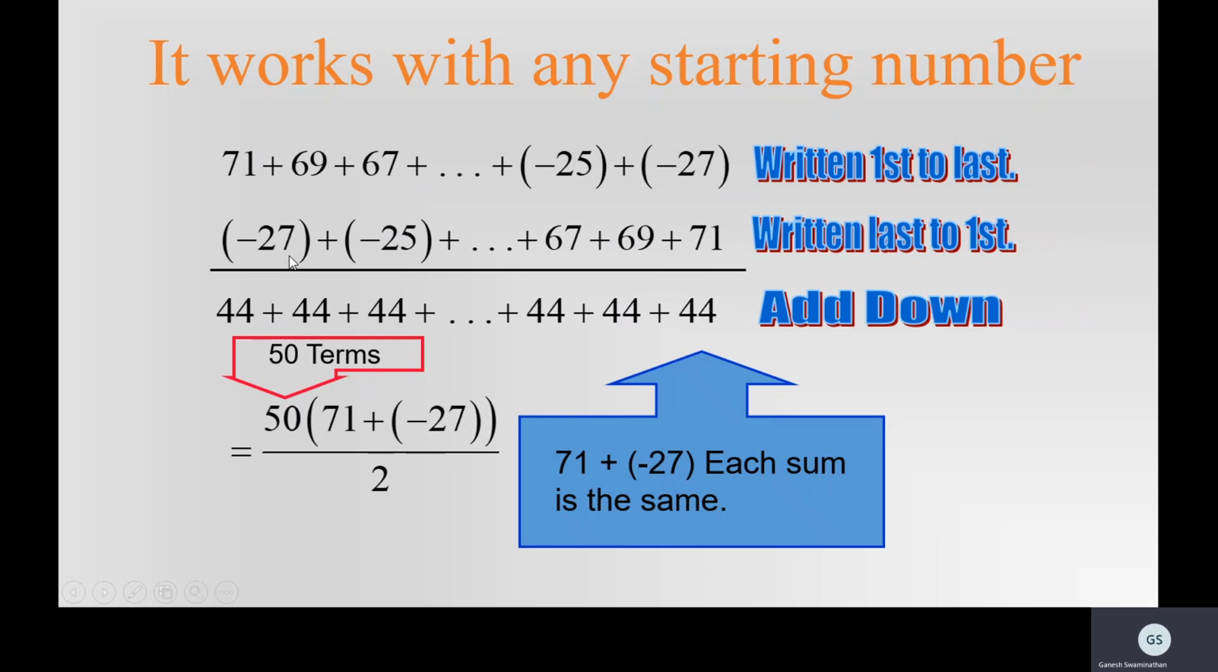For simplicity, I'm just going to use the first term and the nth term, or the last term. So 71 and negative 27. Therefore, I can calculate the sum of this particular finite arithmetic series. Well, the trick seems to work for other series which don't start with 1 as well, isn't it? Now let's try to do the general approach.